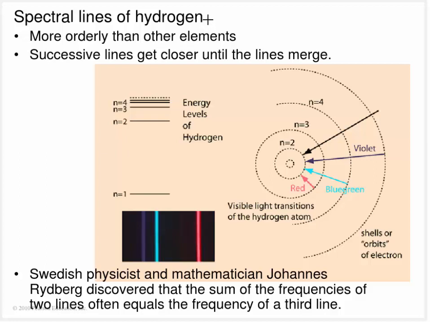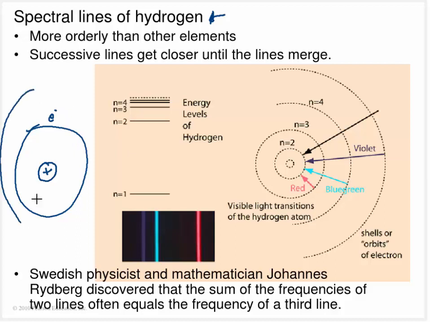So let's just go ahead and talk a little bit more about hydrogen. We tend to use hydrogen because it's the easiest possible element. Hydrogen is going to have one proton, no neutrons, and then one electron that lives inside of these orbits or shells. And that's going to make it more orderly than the other elements.